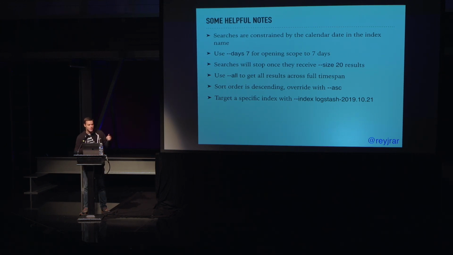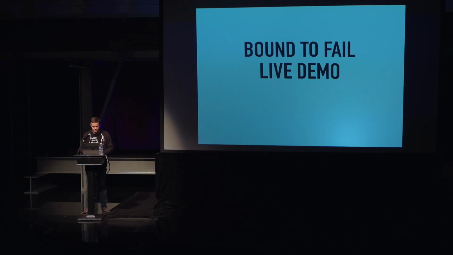Sort order is descending by default on the timestamp field, and you can override that with ascending if you'd like to. And then if you wanted to use these utilities with other types of indexes, you can specify the index name on the command line like that, and you can run these things that way.